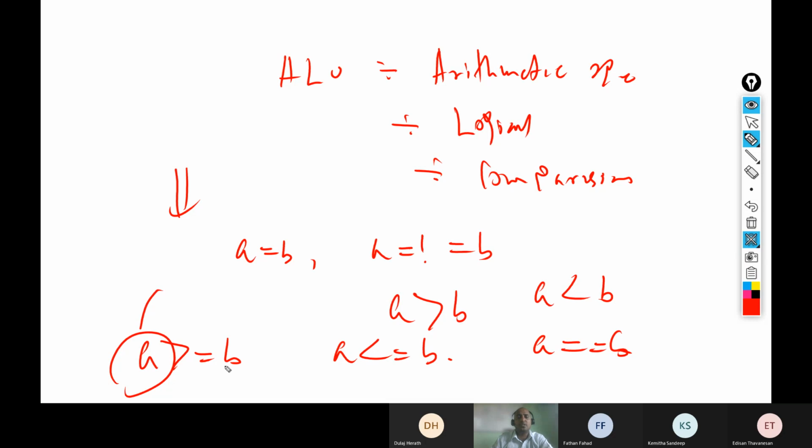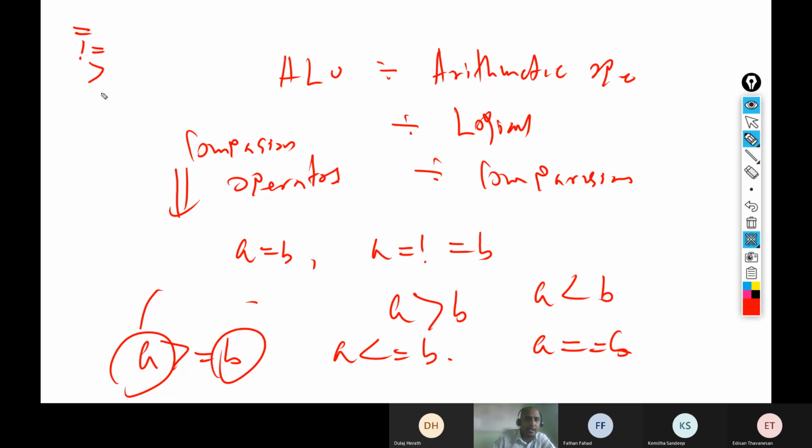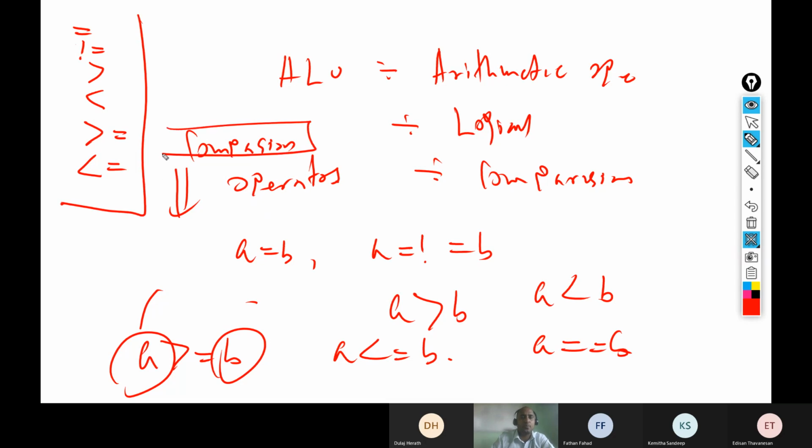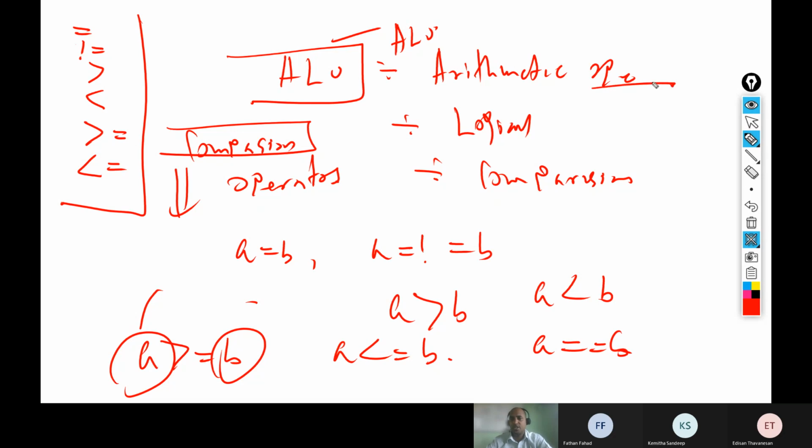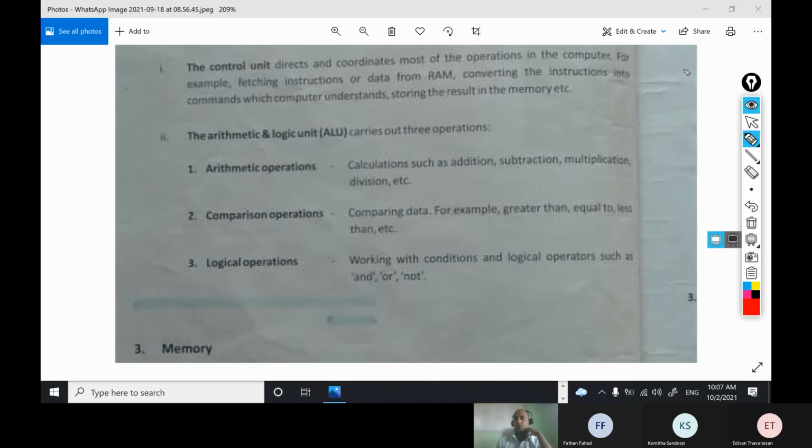Comparison means we are comparing one object with another object. For that we have comparison operators: equal, not equal, greater than, less than, greater than or equal, less than or equal. These are comparison operators. Got it? Yes, sir. That function is also done by the ALU. So the ALU has three sub functions: arithmetic operations, logical operations, and comparison operations. Those are the main key sub functions done by the ALU. Am I right? Yes, sir. Great.